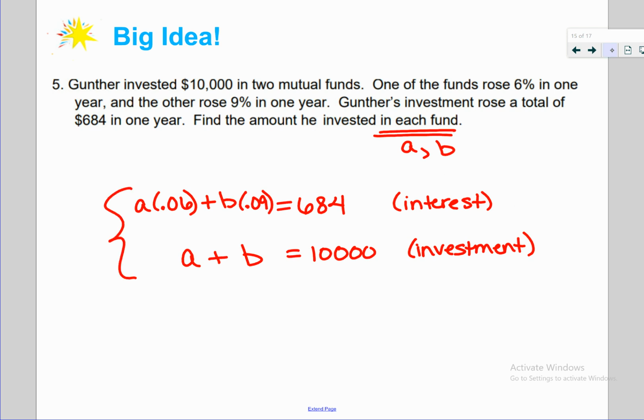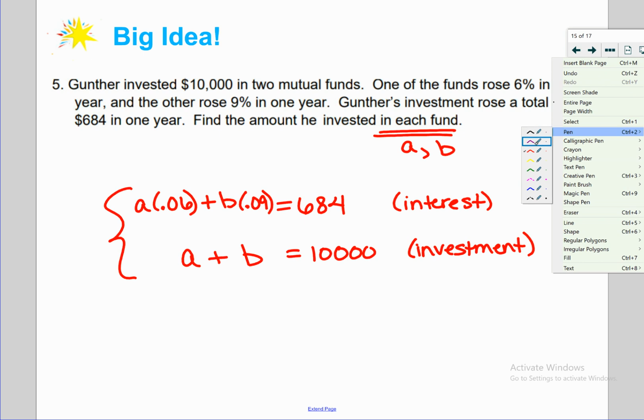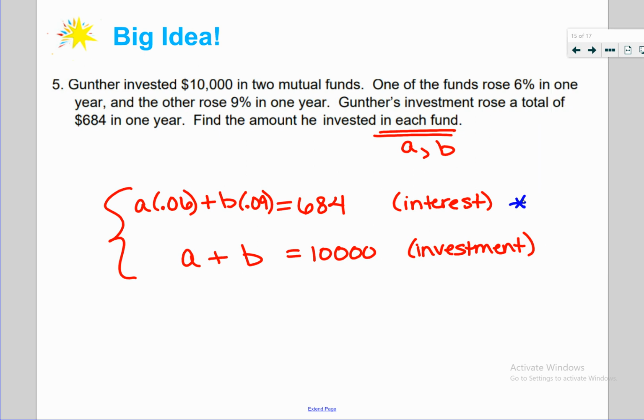If I were solving this problem, the first thing I would do is multiply that top equation, not by 10 this time. What would you need to multiply by? 100. To move the decimal 2 spaces to the right, to have all whole numbers to make it easier to solve. That would be my first step. Questions on that one? Okay.